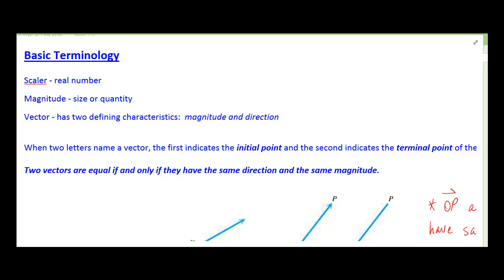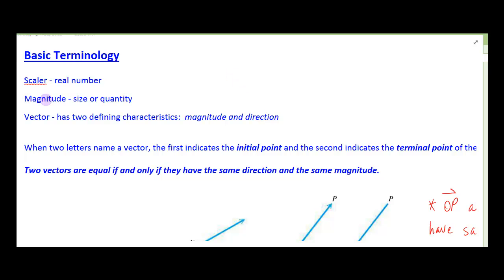So in this series of videos, we're going to talk about vectors. Before we begin, we need to have some basic terminology or understanding so that we are on the same page. A vector is defined by two characteristics. One is it has a magnitude and the other is it has a direction.